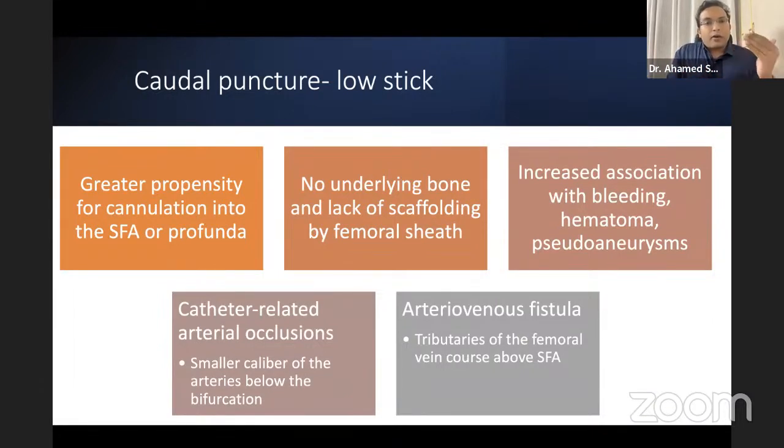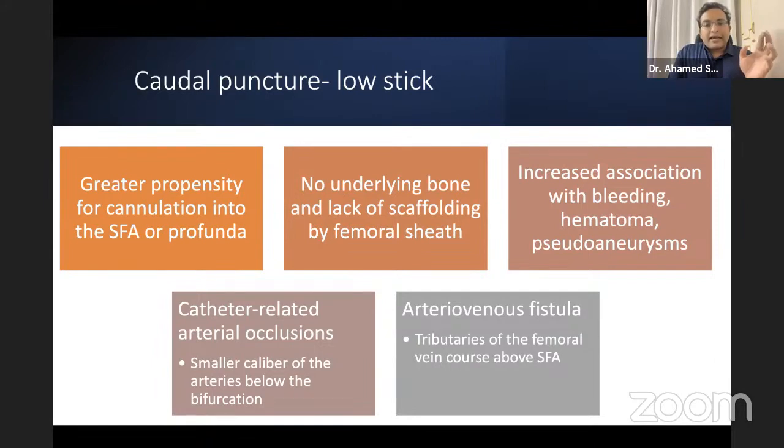But if we go a bit below, that is a caudal puncture, otherwise called low stick, there is a greater propensity to cannulate the superficial femoral artery or profunda femoris. These are actually low caliber arteries, and we do this femoral puncture for the sole purpose of getting a large caliber artery. So that purpose is not served. And there is no underlying bone and lack of scaffolding by the femoral sheath. So there is an increased chance of bleeding, hematoma, and pseudoaneurysms if we go for a caudal puncture. And catheter-related arterial occlusions are more because these are small in caliber.